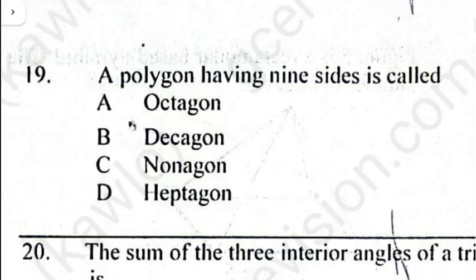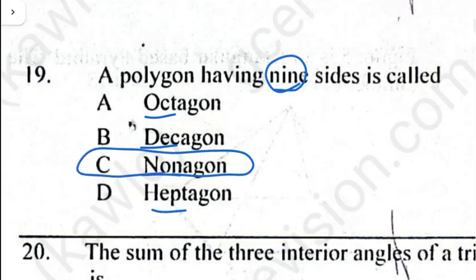A polygon having 9 sides is called, so we know that oct is 8, dec is 10, non is 9, and hept, what's hept? 7, right? So we talk about 9 sides here. 9 sides correspond to what? A nonagon.